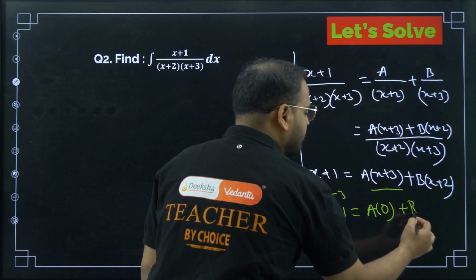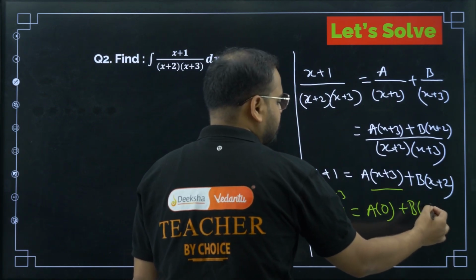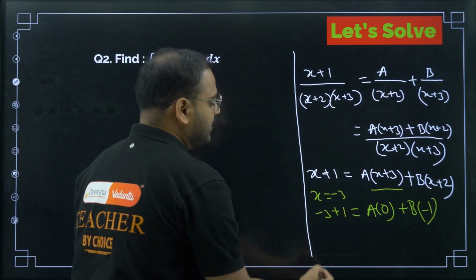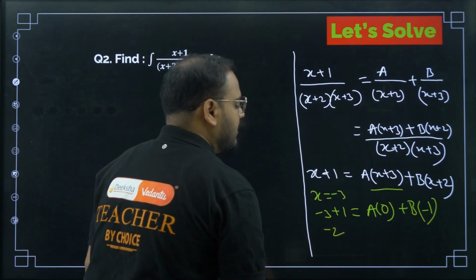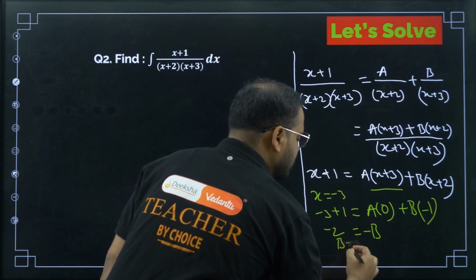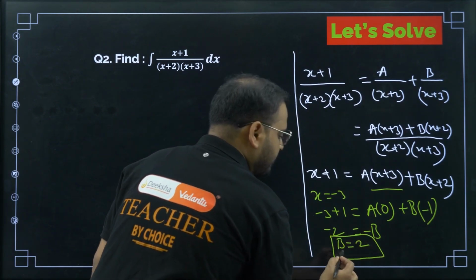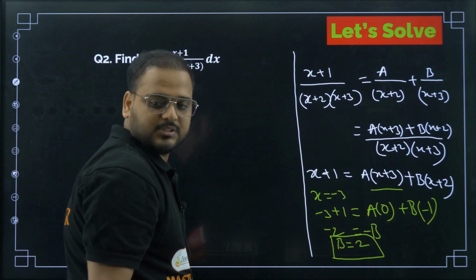So b times of minus 3 plus 2. How much is that? Simply minus 1. What is this? This is minus 2. This is minus b. What do I get for b? B is simply 2. Please have a look. B is simply 2. I hope this is visible.